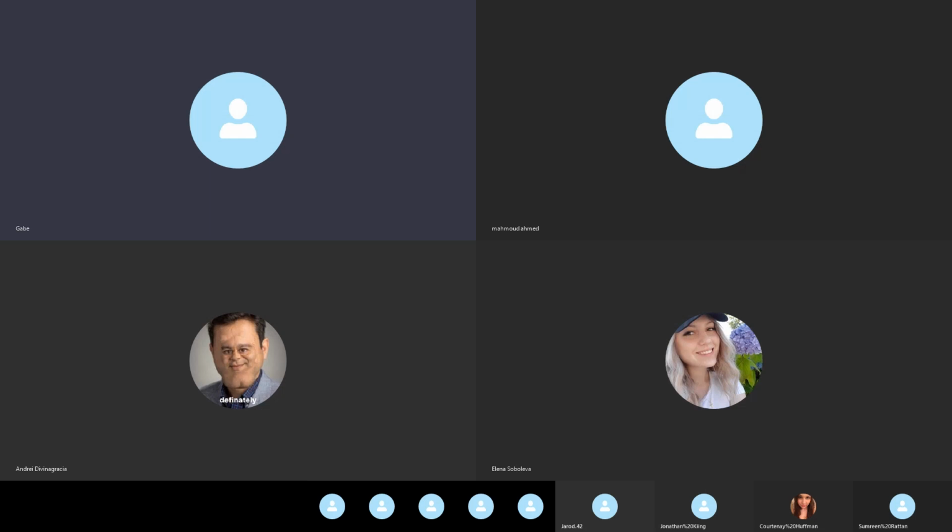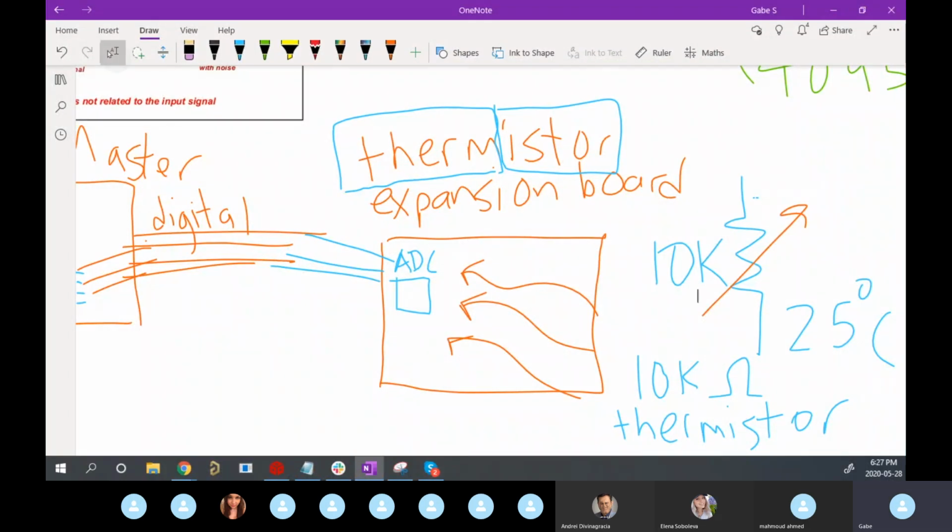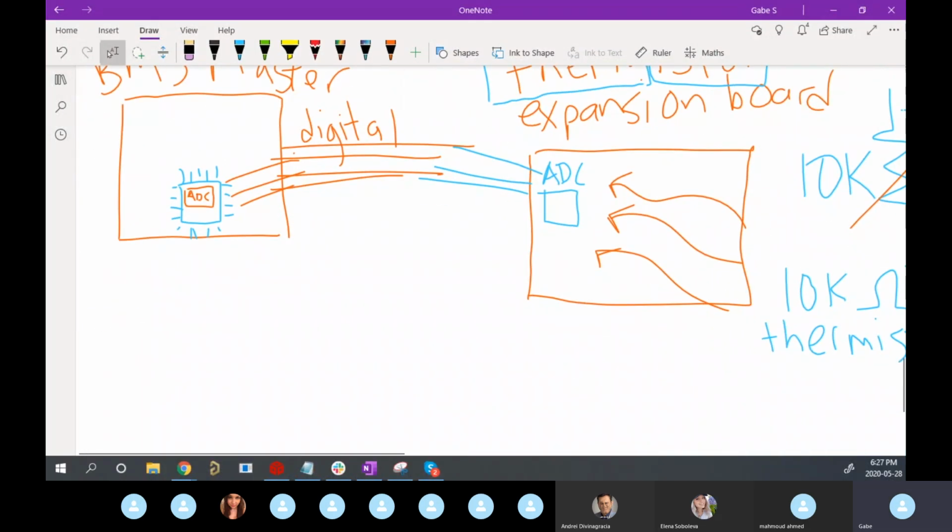Now the question is, why did we decide to use an external ADC, right? Why didn't we just save money and skip paying for this? This is actually a $12 chip. Just a hint, if you want to decrease that cost next year, you could do that.